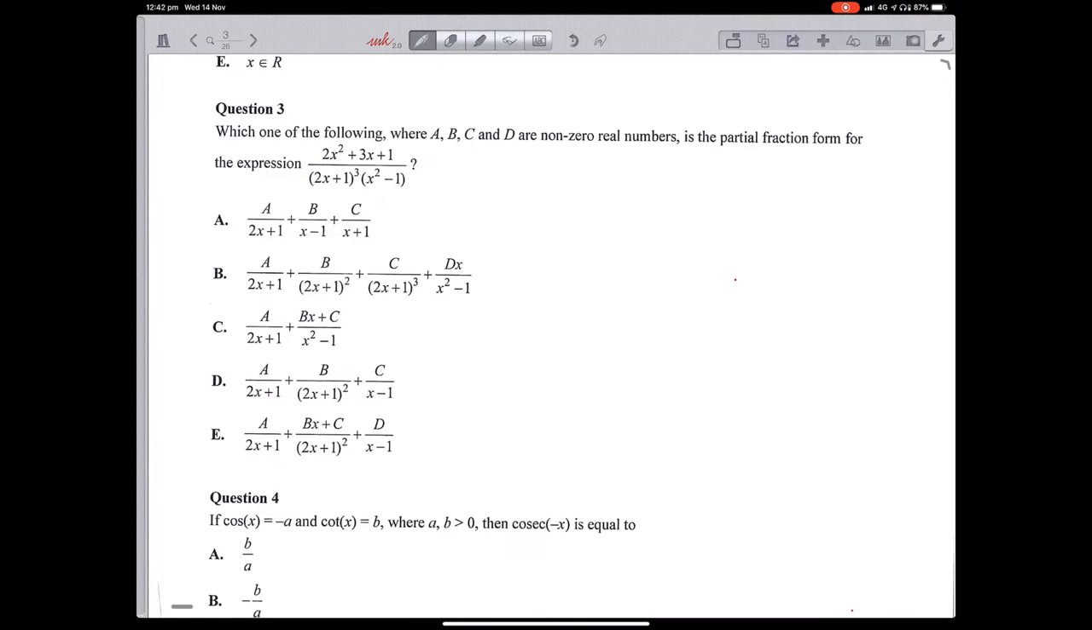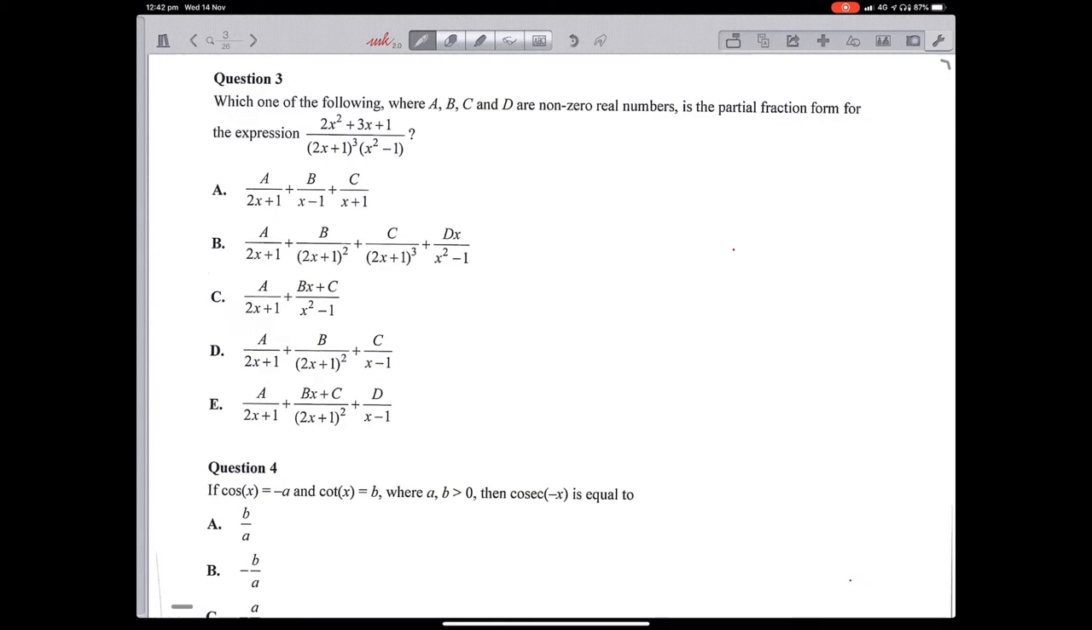Okay, which one of the following is equal to that? We've got no cube, so we're going to have to factorise, so 2x plus 1, x plus 1 on 2x plus 1. I would say cube, but I'm going to say squared and cross that out. And then I've got x plus 1, x minus 1, so I can cross that and that out. So I've got 2x plus 1 squared and x minus 1. Yeah, this one here. That's not irreducible, so we don't have the bx plus c on top.